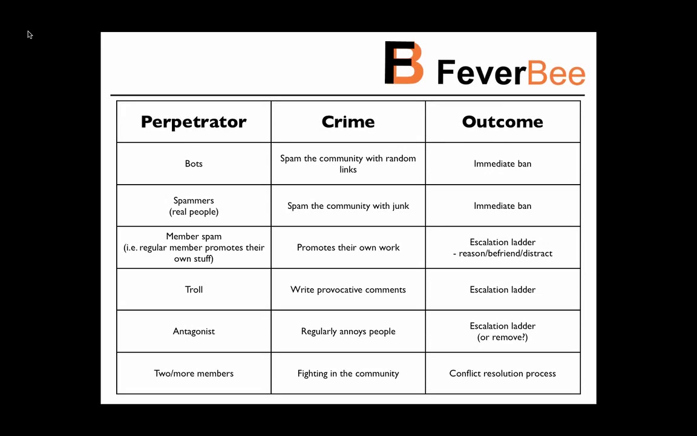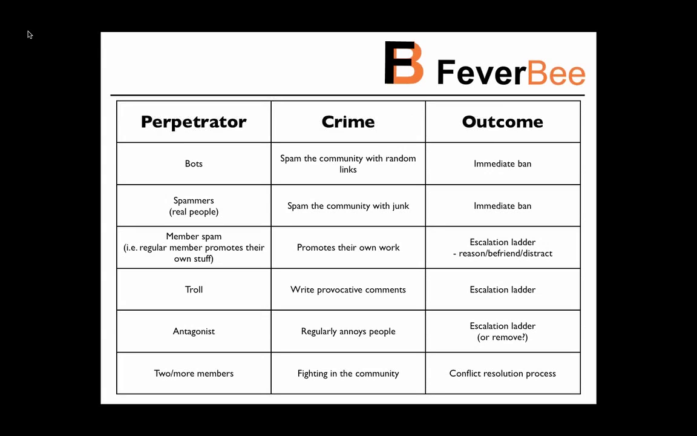So let's take a look at this table here, because what it outlines is the different approaches you can take to dealing with these problematic people in your community. When it's just a bot that's spamming the community, that's obviously an immediate ban. But when it's a real person that joins and immediately spams, that's obviously an immediate ban. There's no point in going through that whole escalation process then.